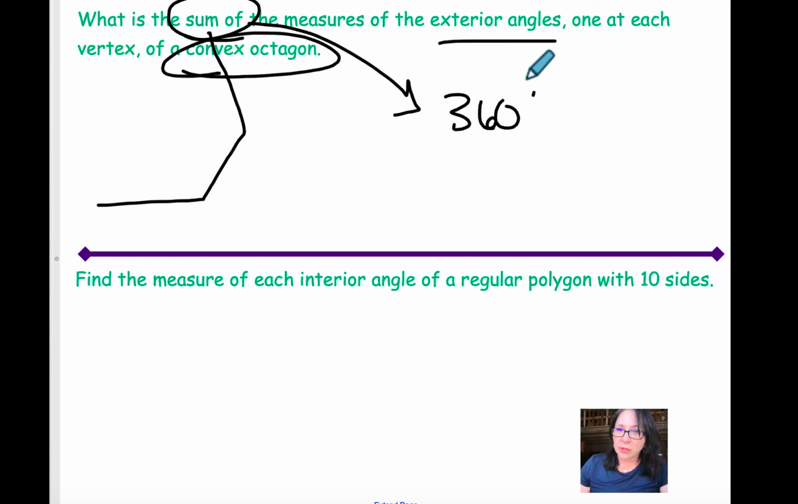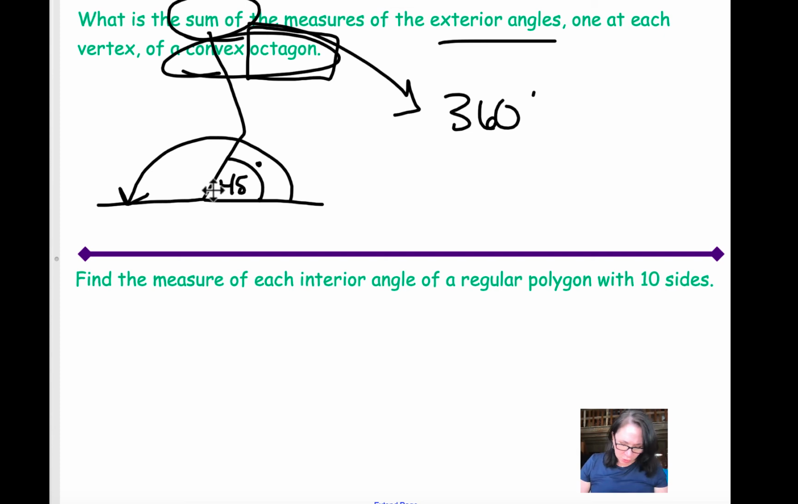If it is a regular polygon and it's a regular octagon, if I wanted to find one angle, I would take 360 and divide that by 8, it being an octagon. And that would mean that each one exterior angle would be 45 degrees, but they didn't ask that. I also could find the measure of one interior angle because I just take 180 and subtract 45 and get 135. And that would be one interior angle, but also they didn't ask that. They just asked for the sum of the exterior angles.